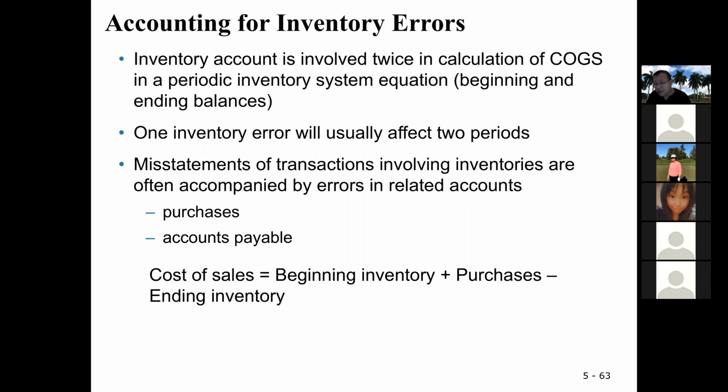So your ending inventory will be what? It'll be smaller, which will cause your cost of goods sold to seem bigger. Yes, very good. Because you forgot to count those inventories, your physical count of inventory will be lower, so your ending inventory will be lower, and then according to this equation, your cost of goods sold will be higher. Does that make sense? Yes, good.